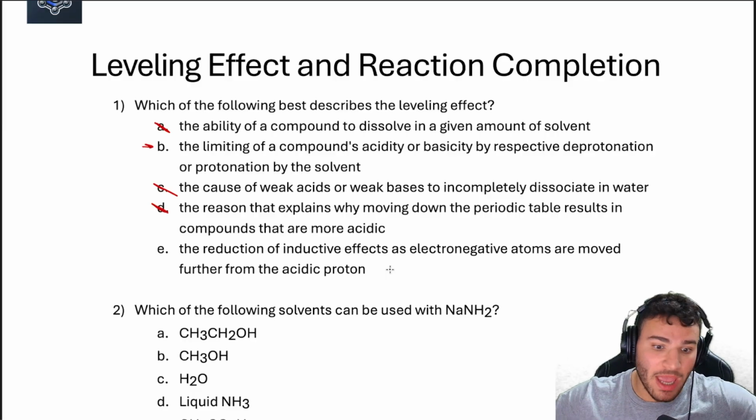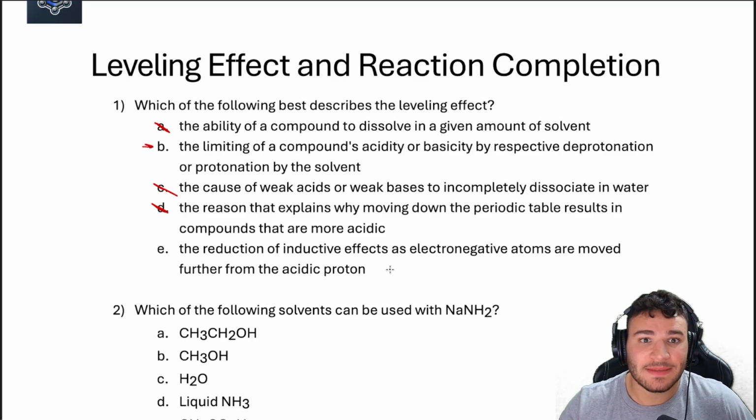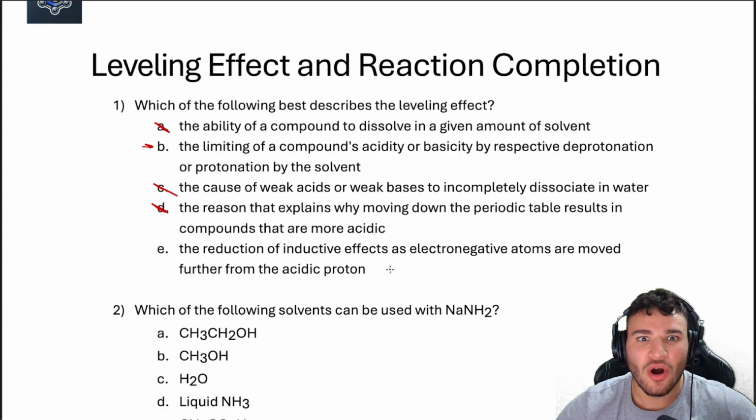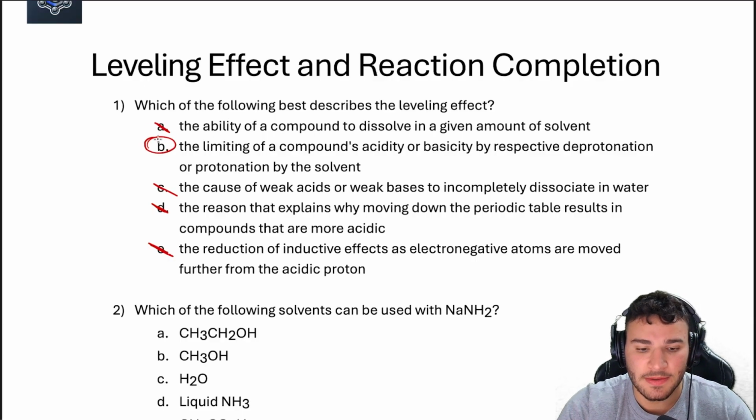And the reason why, okay, if we move this electronegative atom further away from the acidic atom, well, then the effect of it becomes less because it's further away. It's kind of like reaching and grabbing for some of the electrons, but it's hard to reach. And so because of that, really nothing to do with the leveling effect. And so the answer choice that best fits our definition of the leveling effect is B.